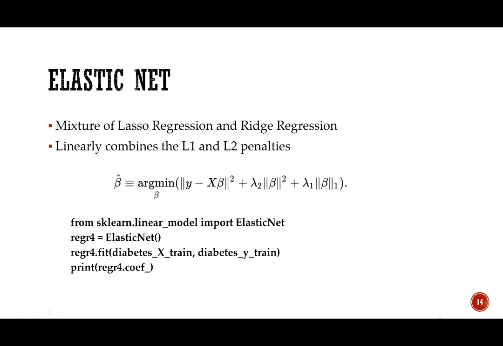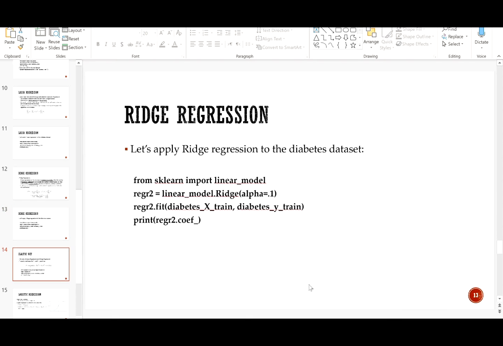Now, I would like to discuss ElasticNet, which is another linear regression model, which is a combination of lasso regression and ridge regression. It means that the cost function linearly combines the L1 and L2 penalties, as you can see in this slide. So we have two tuning parameters. We can use the linear model to import ElasticNet, and when we create the object, then we can apply the fit and predict methods. Now let's quickly apply this to the diabetes data set.